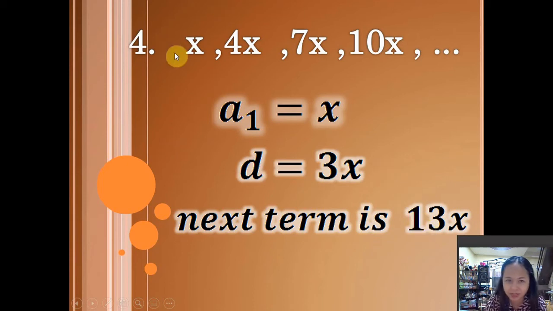Again, we will go over to our sequence. How did we come up with each term? That is, add the common difference to each term to get the next term. So the first term x plus 3x becomes 4x. Plus 3x, we get 7x. Plus 3x, we have 10x. And finally, 10x plus 3x is equal to 13x. Okay, you got it? Hope so.